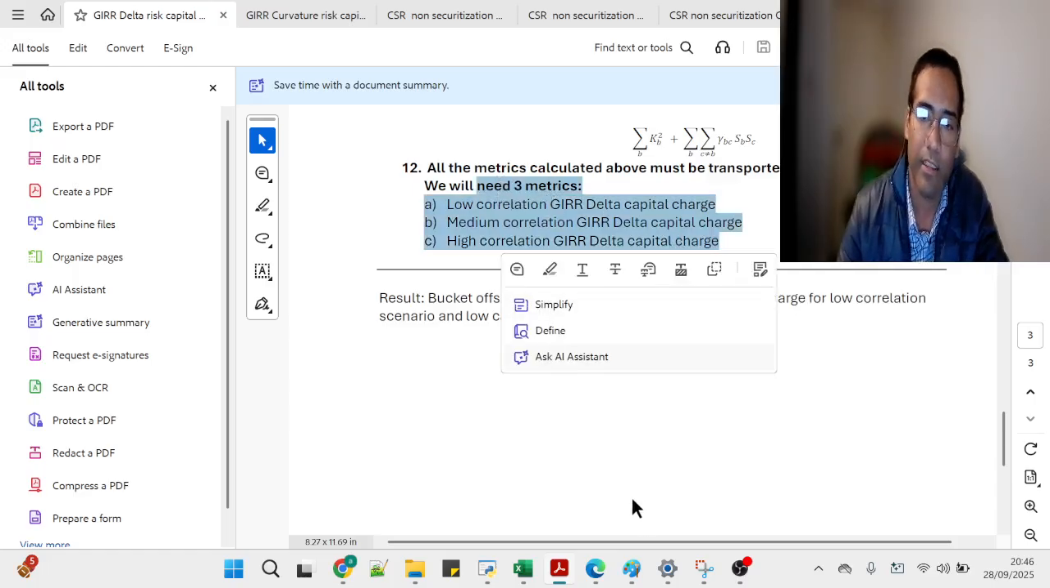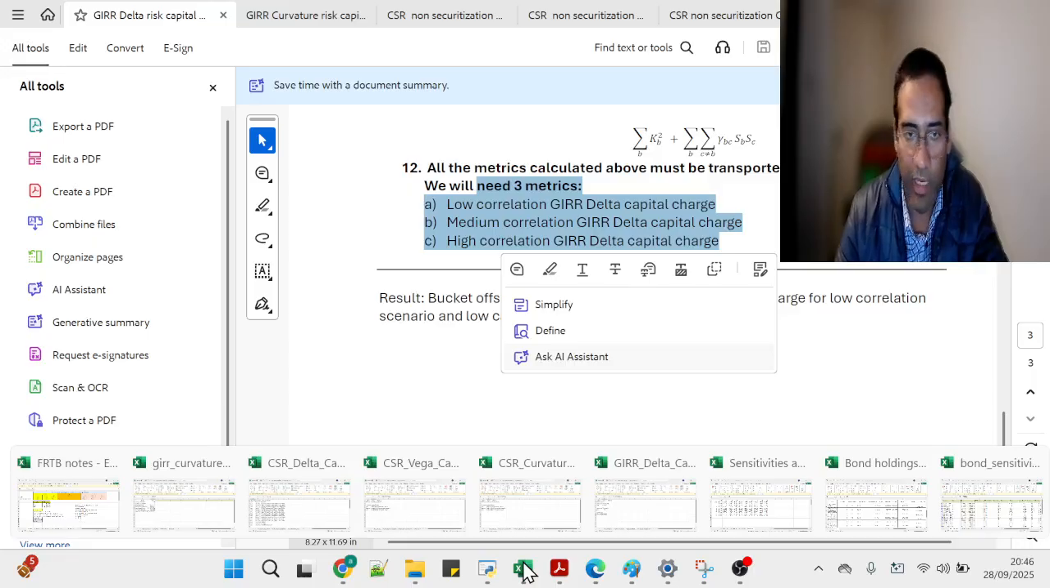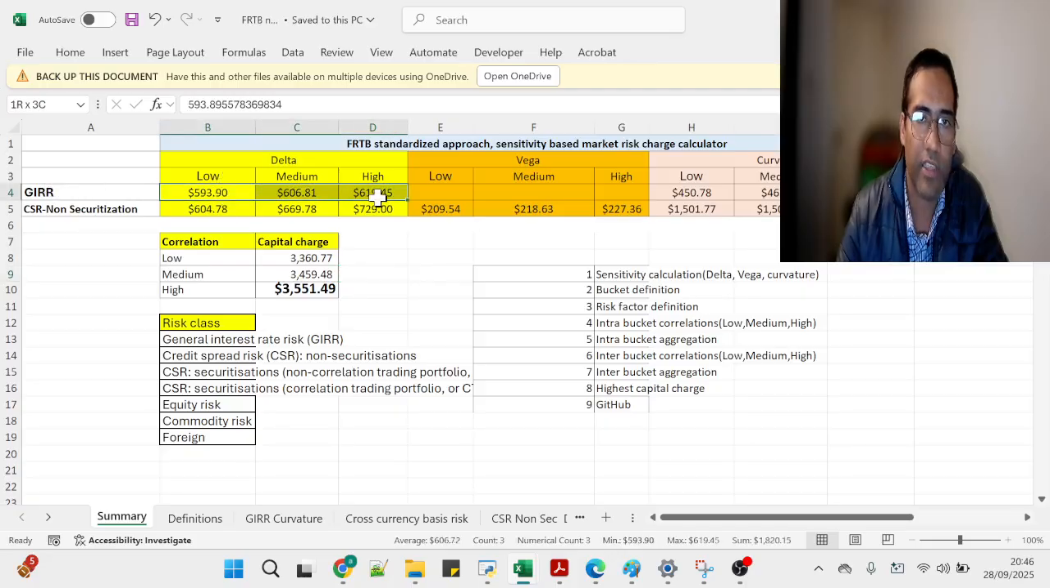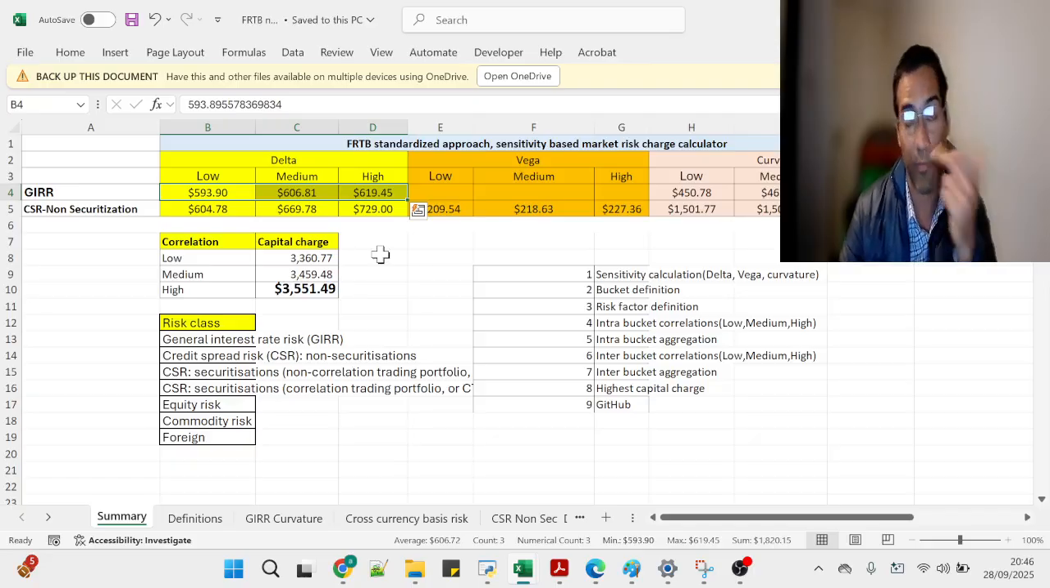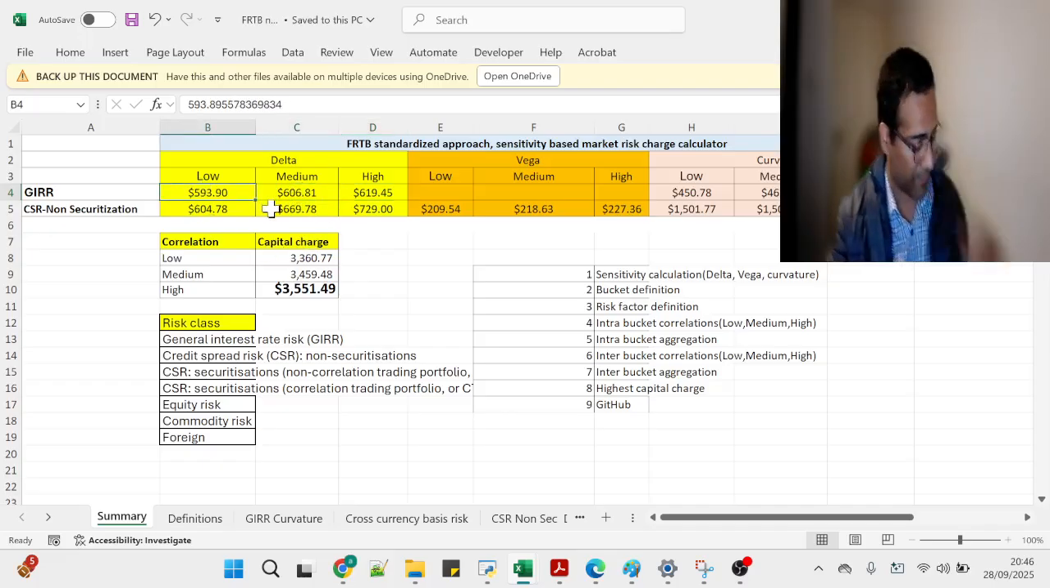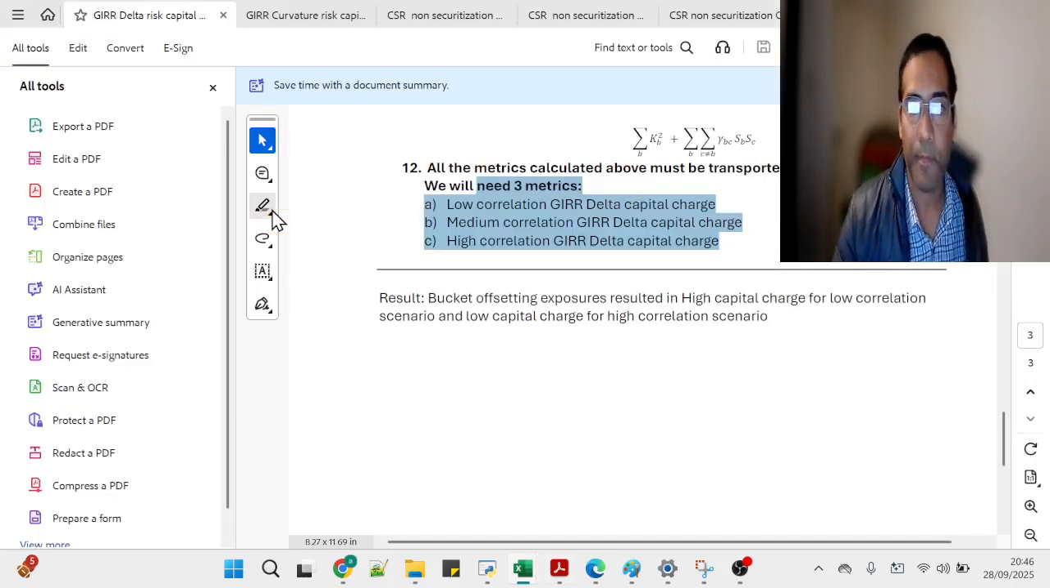So this is good news. We have achieved what we wanted to do. Yes, I was here, and this was my result with my portfolio. For the high correlation, it was 619. For the medium, 606. For the low, 593. Awesome.